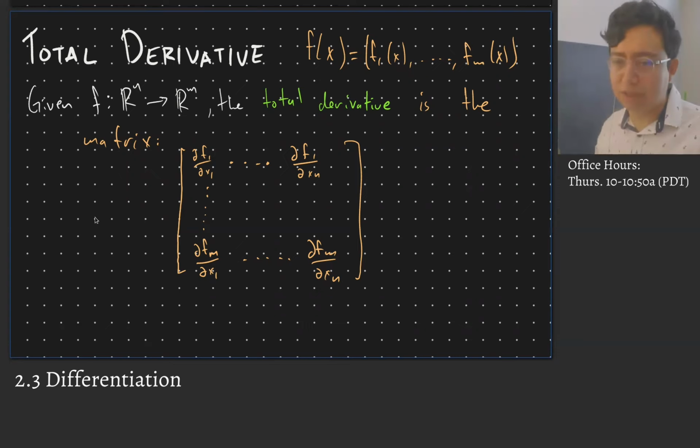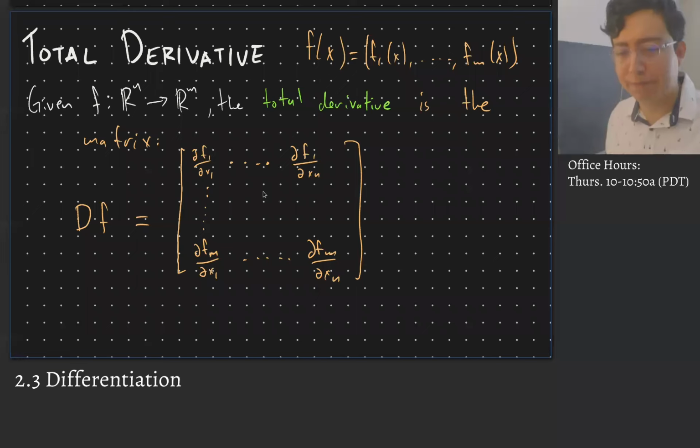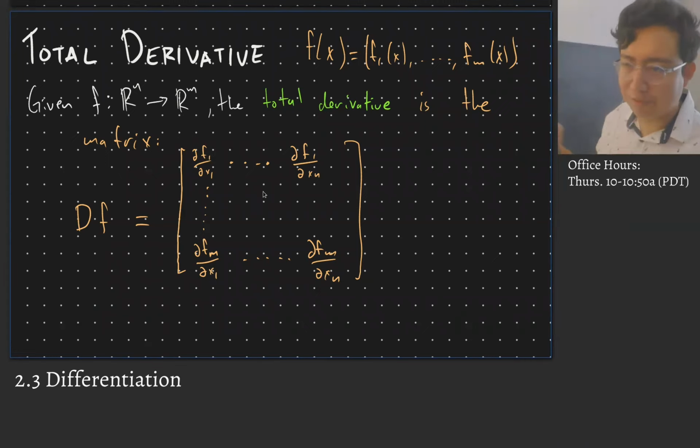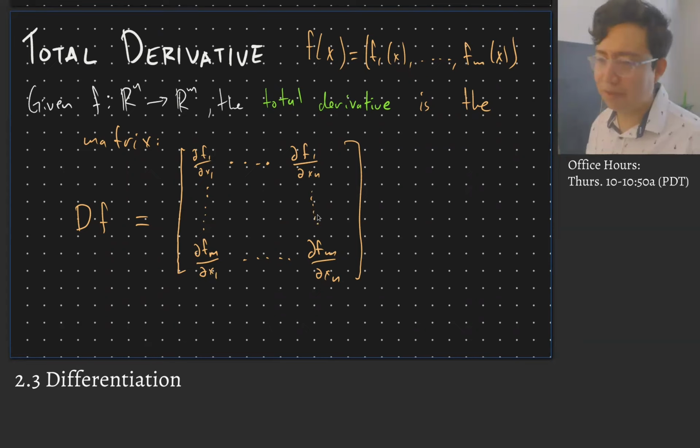The notation for this is Df, capital D f. Partial derivatives use the little squiggly d; this is like all of them, so it's the big capital D of f. The computation is just doing every possible partial derivative. You should keep track of which ones are the rows and which ones are the columns. You might end up flipping this if you're not careful.